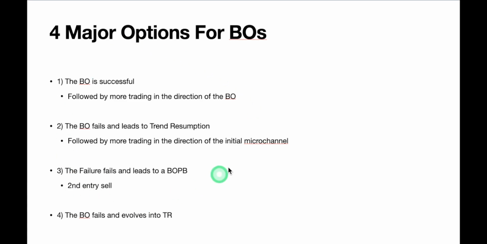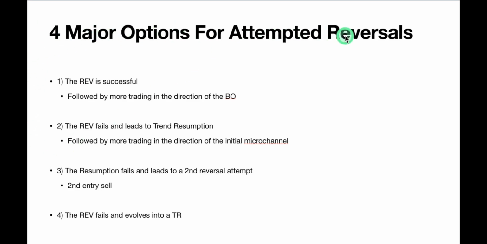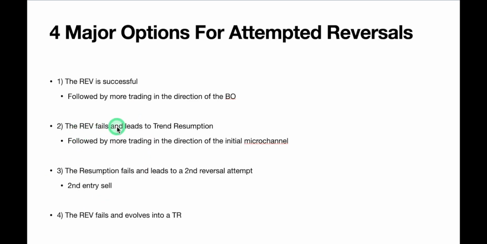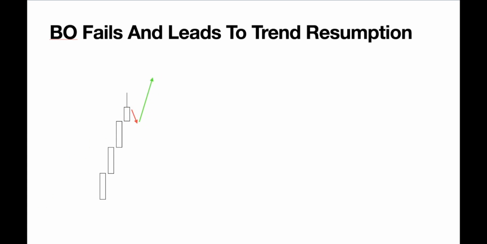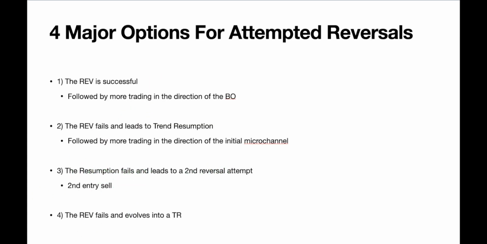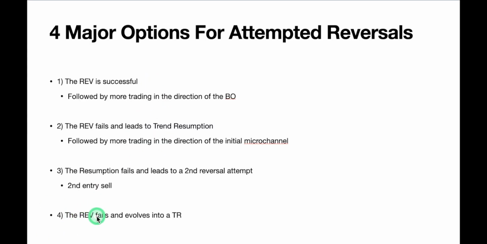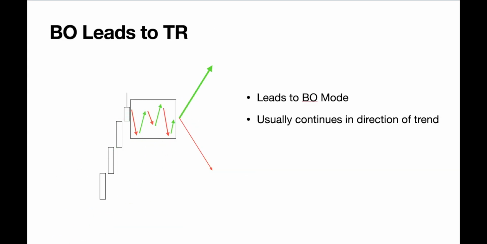So one way that helped me, again, I don't know if anyone else struggled with this, but I definitely struggled with it starting out, is to think about the breakouts of microchannels as just reversal attempts. So just like we talk about 4 major options for breakouts, we can say 4 major options for attempted reversals. So either the reversal is successful, reversing the microchannel. The reversal fails, and this reversal failure leads to resumption. The resumption fails and leads to a second reversal attempt. So that's a second entry sell. And finally, the reversal fails and evolves into a trading range. So you can look at it both ways, whichever way helps to actually make it more practical and actionable. Those are 2 ways to look at it.